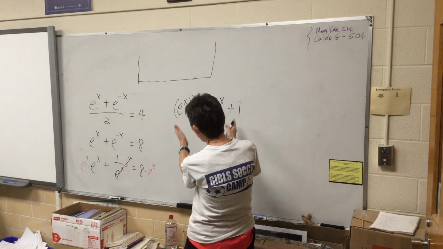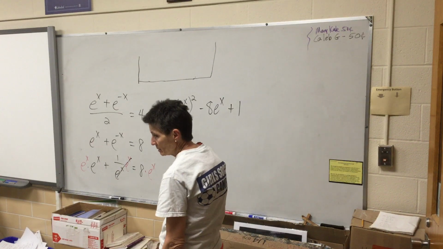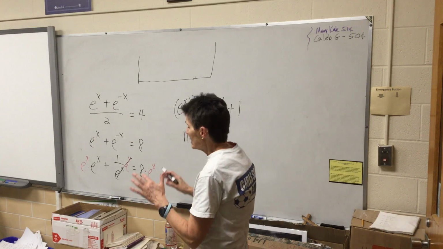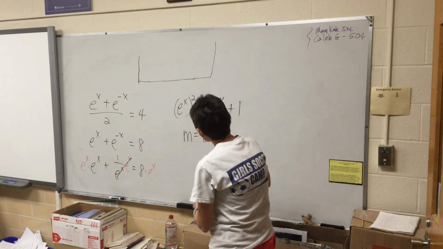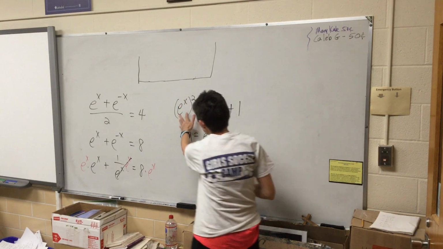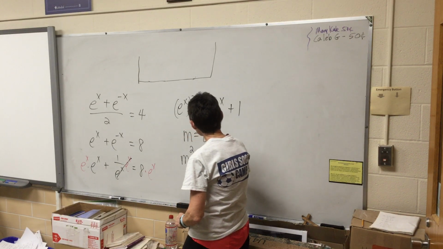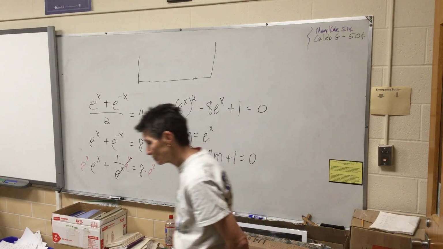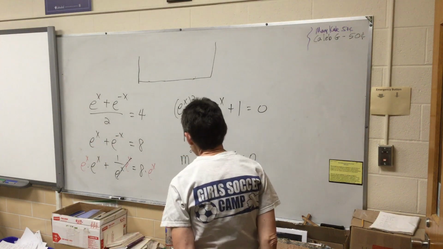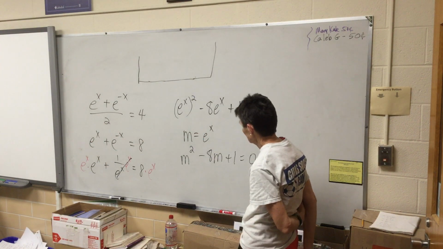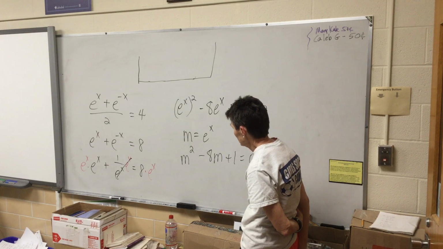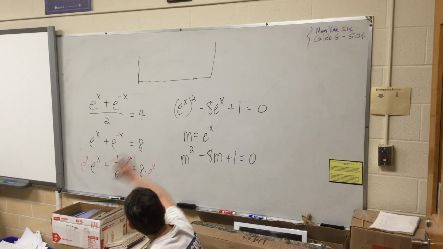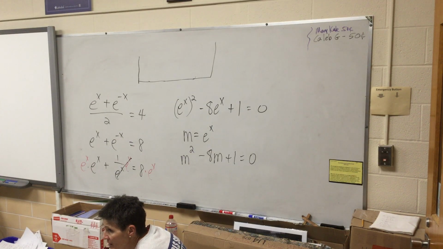Now, this is a quadratic equation. I'm going to do my optional substitution. I'm going to say, all right, this looks too complicated, so I'm going to let e to the x be m, so that my equation is m squared minus 8m plus 1 equals 0. Now, truly, this is our second time through. Who is confused about something here? Let's talk about it before we move on.